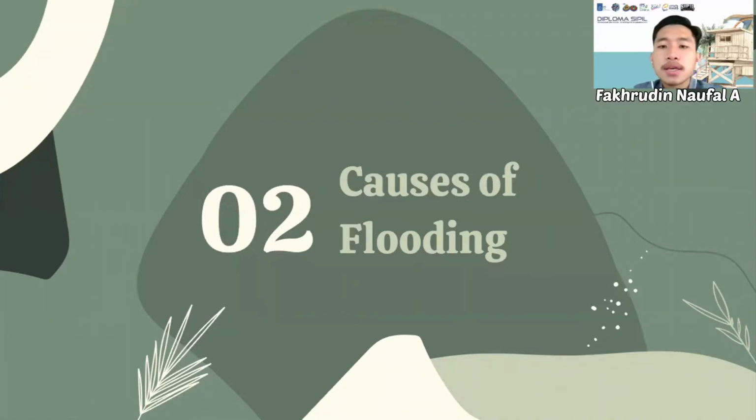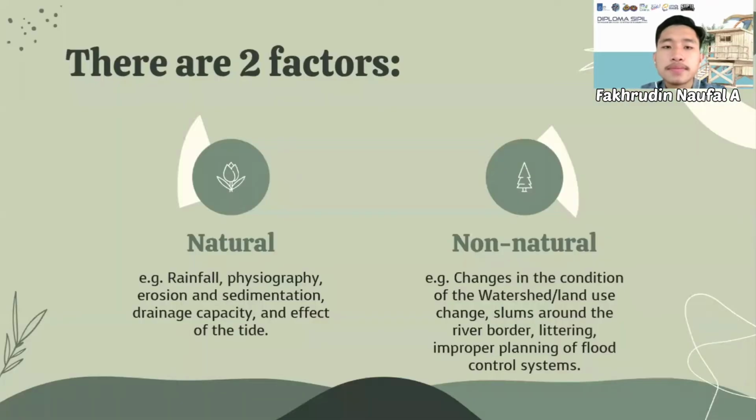The second subject is causes of flooding. There are 2 factors causing flooding, natural and non-natural. The natural causes, the first is rainfall. In the rainy season, high rainfall results in flooding in the river, and if it exceeds the river cliffs, there will be floods or puddles.